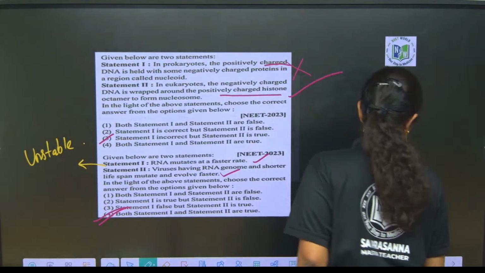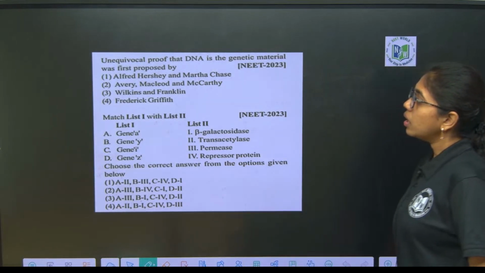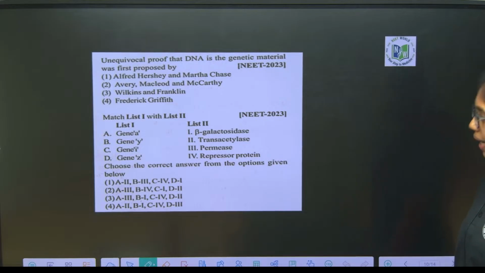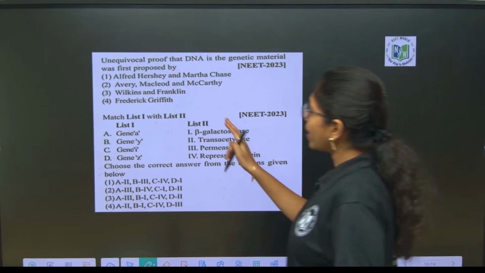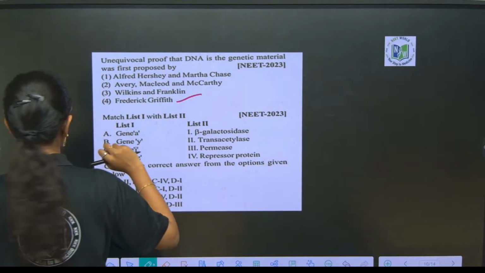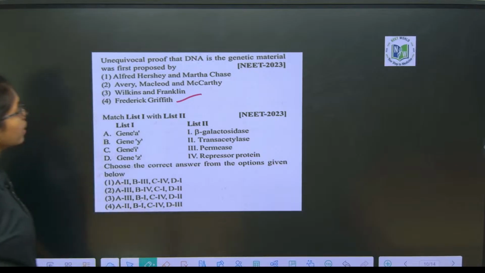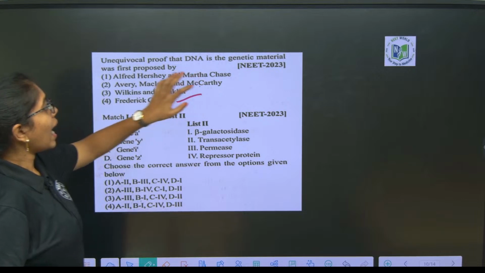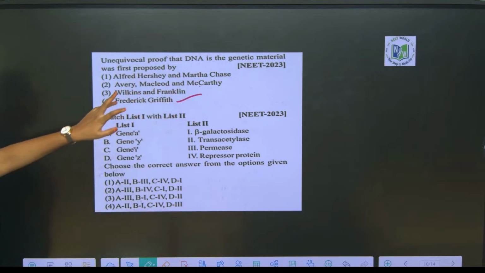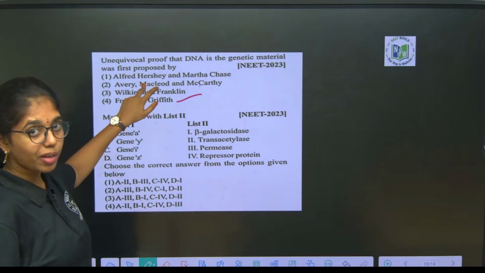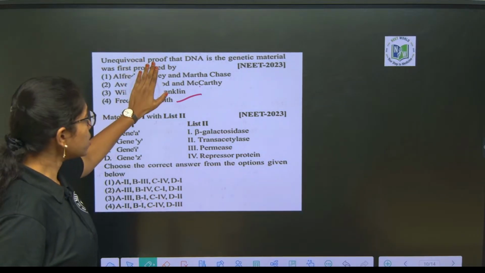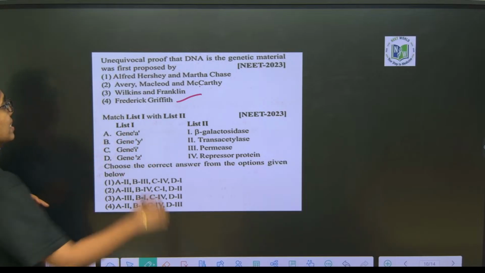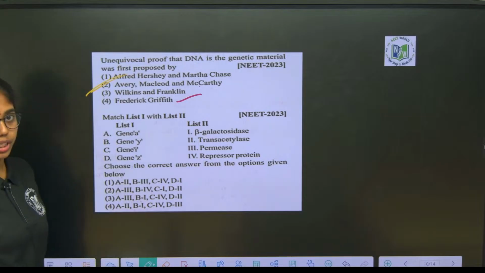Next question. Unequivocal proof that DNA is the genetic material was proposed by whose experiment? Frederick Griffith gave us the transformation principle. Wilkins and Franklin gave us X-ray diffraction. Avery, MacLeod and McCarty proved that DNA is the genetic material. Hershey and Chase conducted experiments on bacteriophages and said that DNA is the genetic material. But unequivocal proof is given by whom? Avery, MacLeod and McCarty.